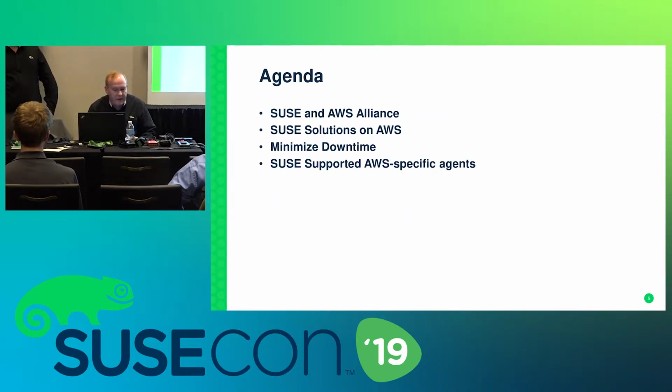So the agenda is to talk about the SUSE and Amazon Web Services Alliance, to talk about SUSE solutions on AWS. We talk about how to minimize downtime, in other words, go beyond what AWS gives you just as a result of being the environment that it is, and also SUSE supported AWS specific agents that are available.